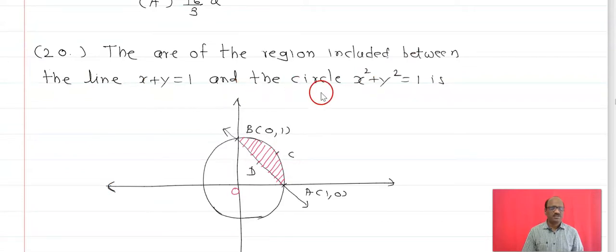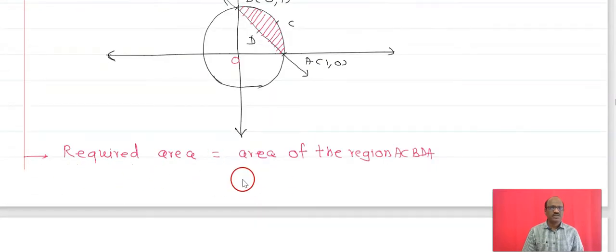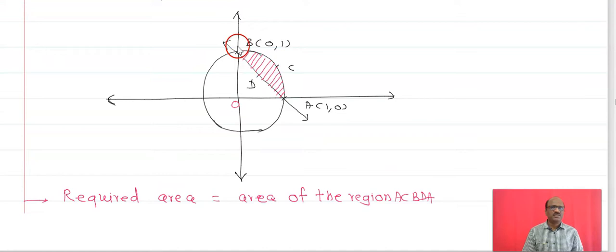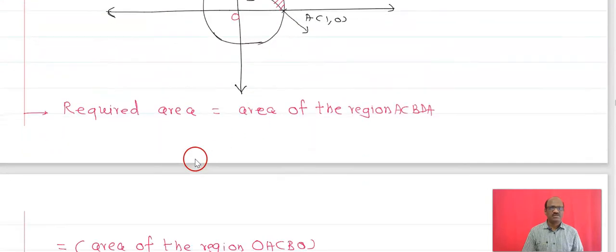Now the next: the area of the region included between the line x plus y is equal to 1 and the circle x square plus y square is equal to 1 is. Now we'll find out the area below this circle and the area below this line and their subtraction. The required area, the area of the region, what is that? A, C, B, D, A. This is the required area.